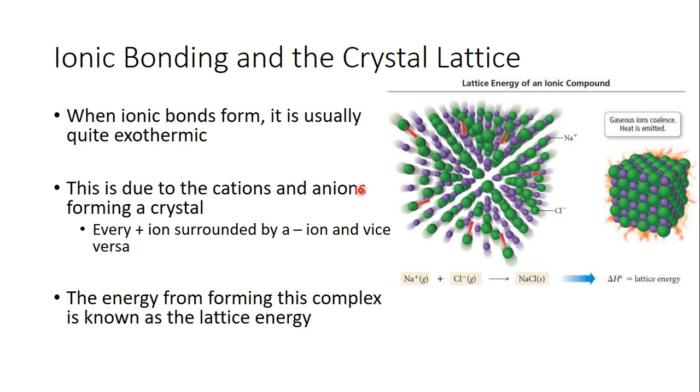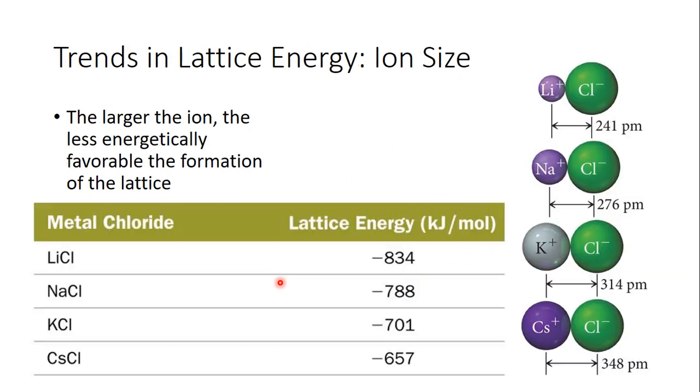Now for ionic compounds, they'll form a crystal lattice. And this is very exothermic. You're going to release a lot of energy, and that is because every negative ion is surrounded by a positive ion. So you have all these charged ions being surrounded by each other. And the energy you get for forming this complex is what's known as lattice energy.